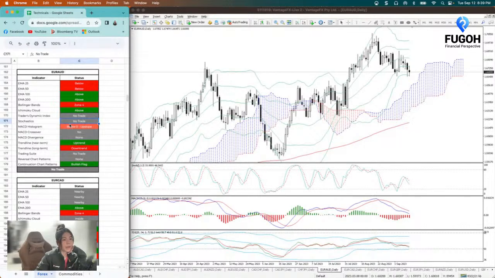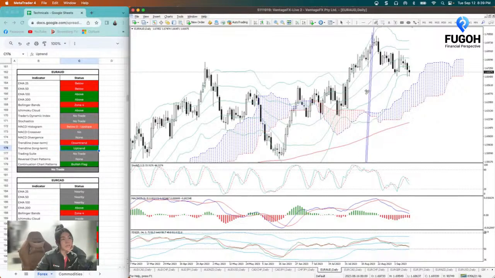MACD histogram. Still the same. Is there any MACD crossover? Not yet. Is there any MACD divergence? High and high. Low. Not yet. Uptrend, downtrend. So our near term is a downtrend and our long term is an uptrend. So this is a possible correction area.